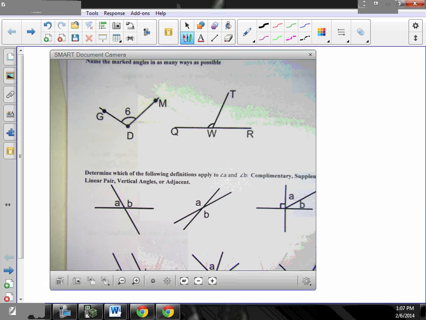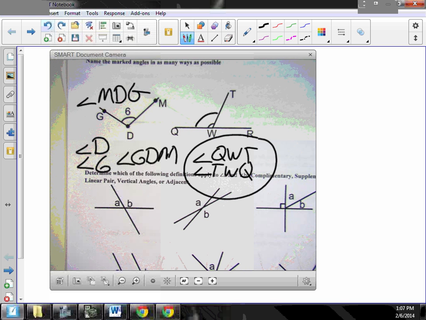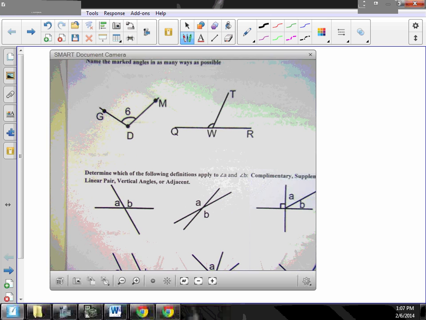Oh, sorry. Let me go back. So, we're just talking about this angle here. It only has two names, QWT and TWQ. You can't call it W because W has two angles, and it doesn't have a number. So, those are the only ways.